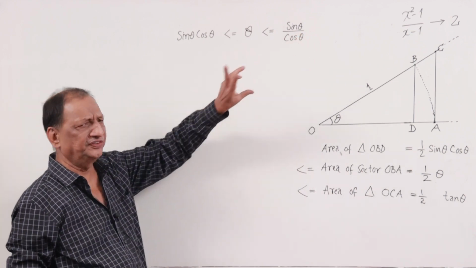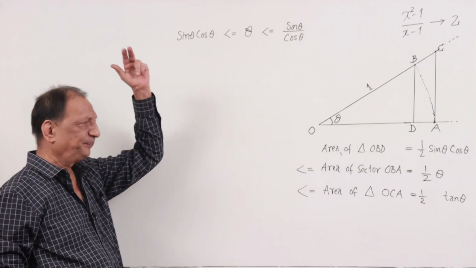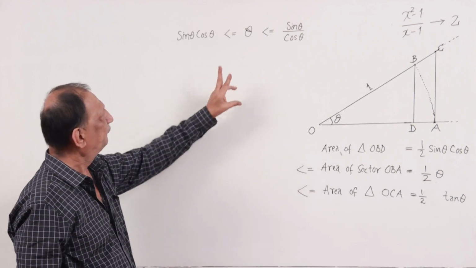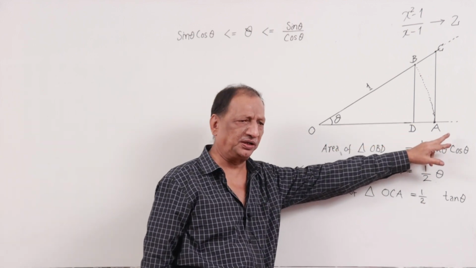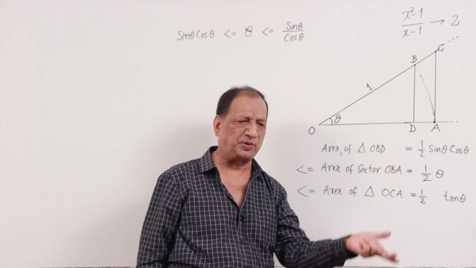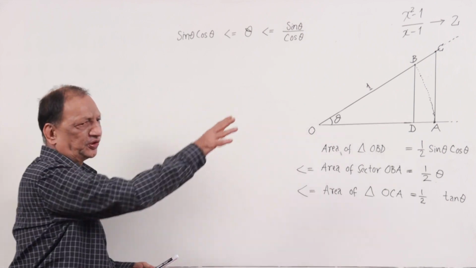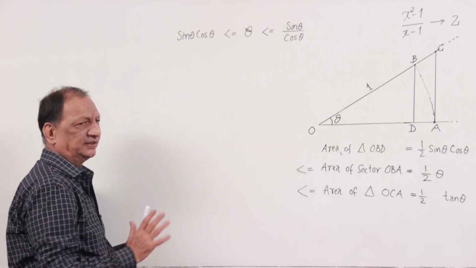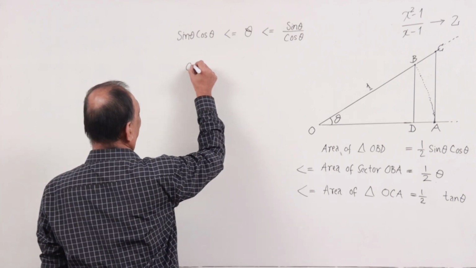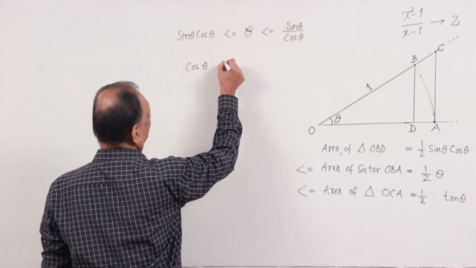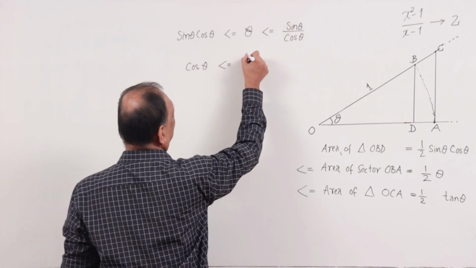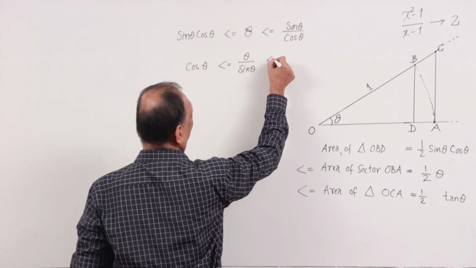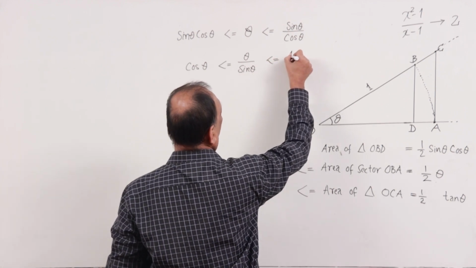Now our interest is in sin theta by theta, correct? How do you do that? When you have an inequality like this, we know that sin theta is a positive number. For a small value of theta, sin theta is positive. So if I divide by a positive number, the inequality does not change. So divide throughout by sin theta. So I get cos theta less than or equal to theta by sin theta less than or equal to 1 over cos theta.